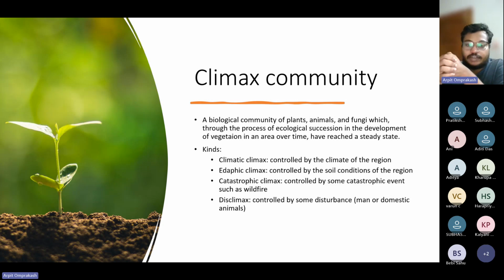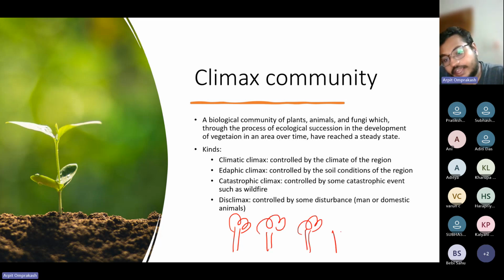There can be different kinds of climax communities. The first is called climatic climax. This kind of climax community is controlled by the climate of the region. Edaphic climax communities are communities that are controlled by the soil conditions of the region. So basically, based on the soil conditions of a given region, we have different populations of different species present in this community. Catastrophic climaxes are basically controlled by some catastrophic event, such as wildfire. So, for example, let's say you have teak forests.